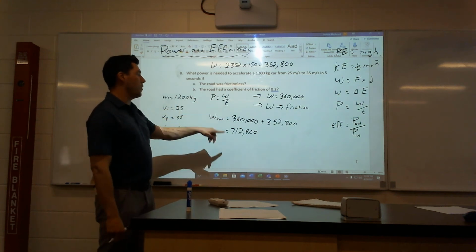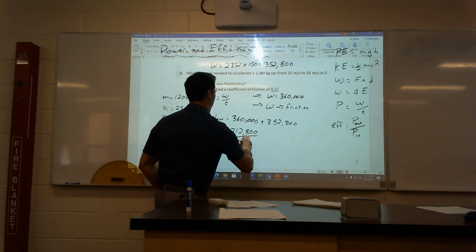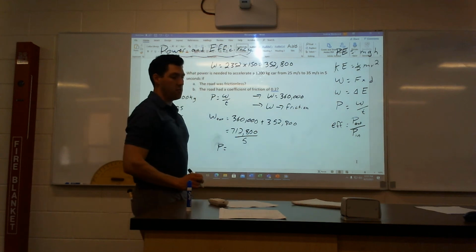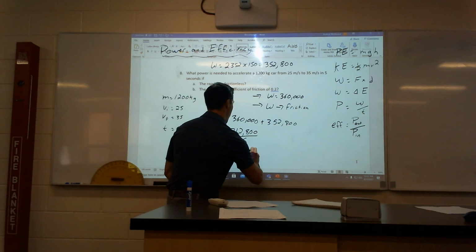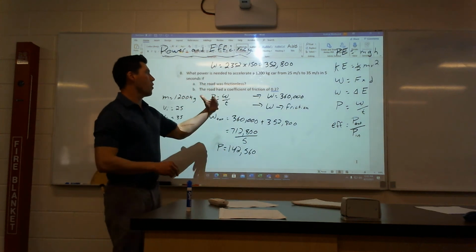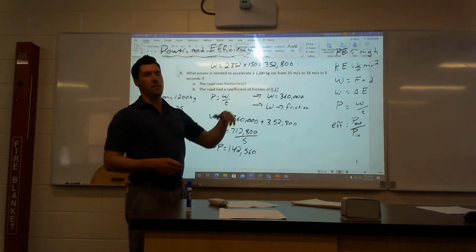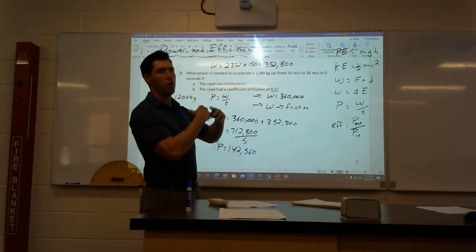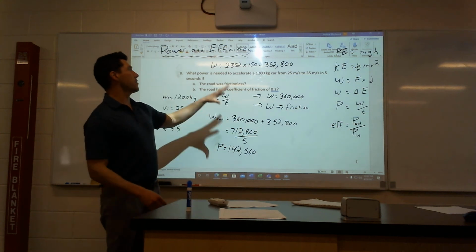It becomes easy now. The time's still the same, so to get power, just divide this by 5. And my total power in this scenario would have had to have been 142,560. And this kind of makes sense. If I have more and more friction, the more and more power I'm going to need to do the same amount of acceleration or change in velocity. The more friction, the more work I'd have to do, which means the more power I'd have to do. So there's the last question.